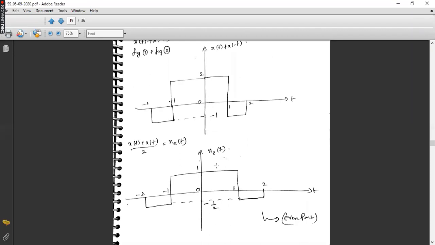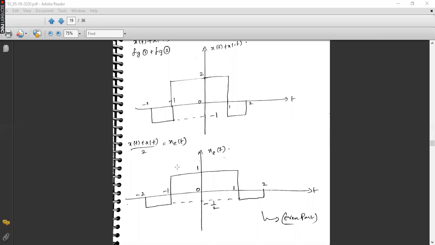Everybody got this answer? Any doubt regarding this even part? Why are we dividing by 2? We are dividing by 2 because the even signals formula is x of t plus x of minus t divided by 2.